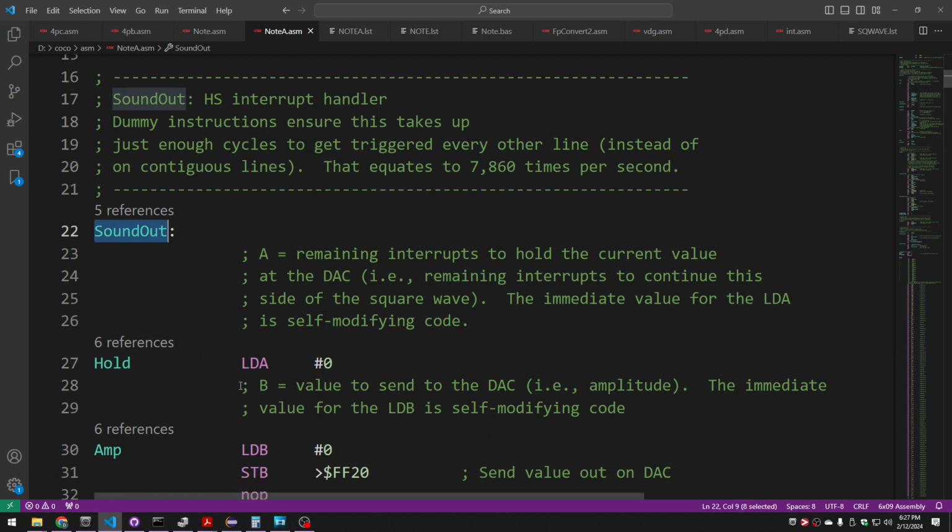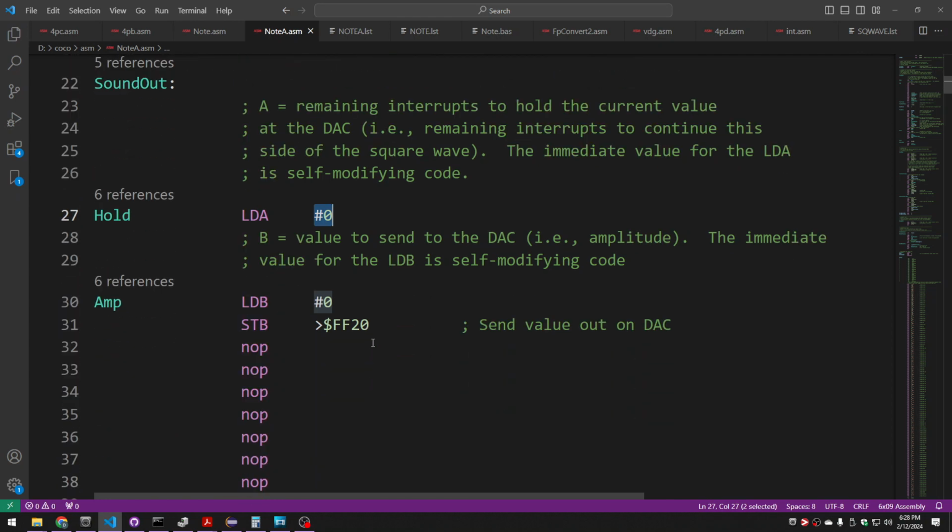Whatever frequency note that we want to play is going to be written here using some self-modifying code. That will be initialized before the interrupts get enabled, so that once this interrupt handler gets called, this 0 is going to become one of those magic hold values that you saw from the lookup table. Some more self-modifying code plays a role right here. This is the amplitude, or the value that we're going to be sending to the DAC. We're going to be doing a square wave, so this is just going to oscillate between the high value and the low value, the high value and the low value.